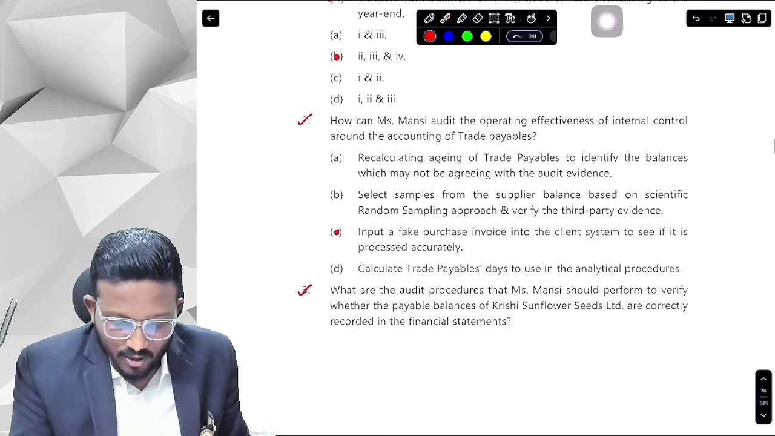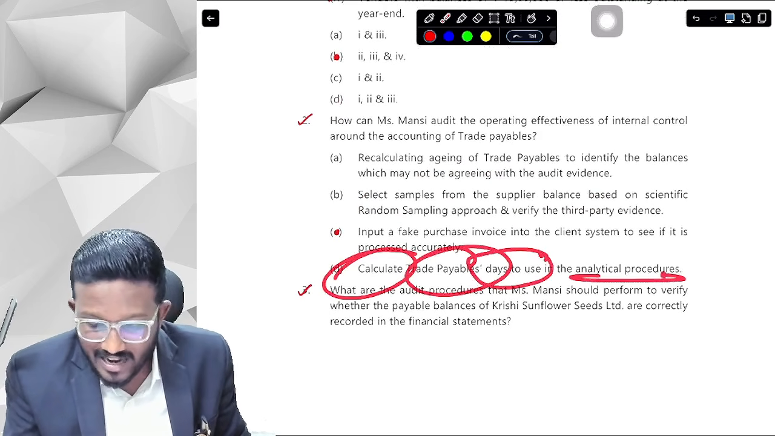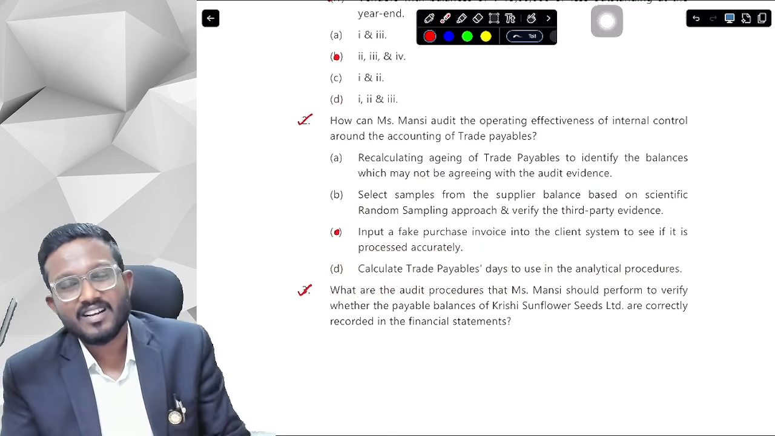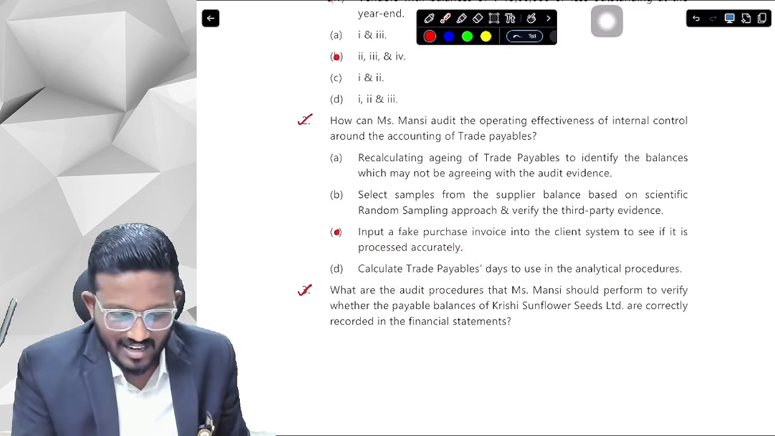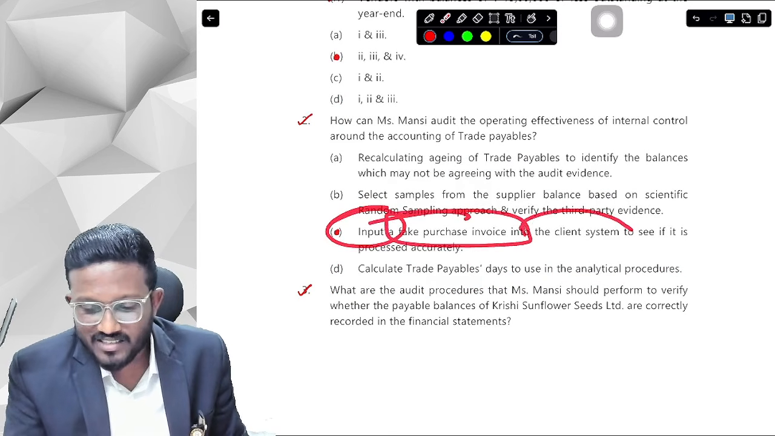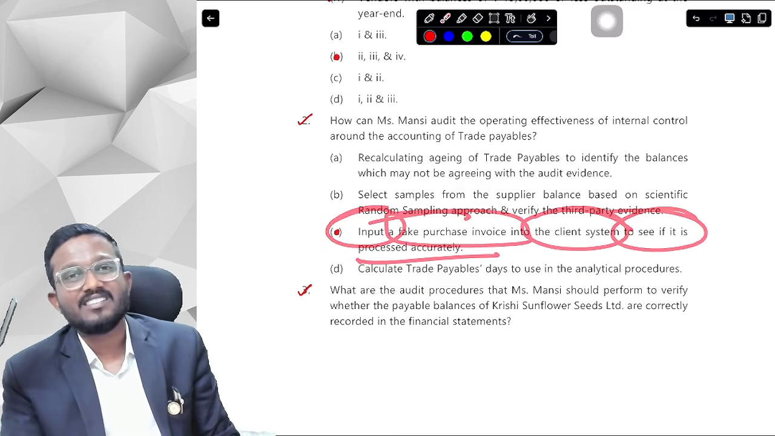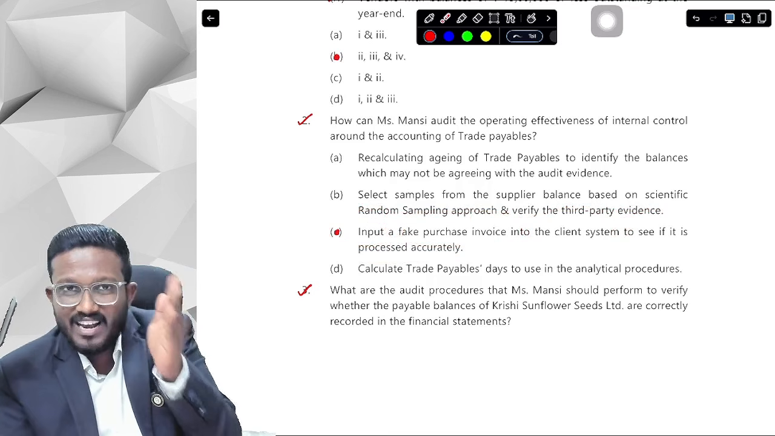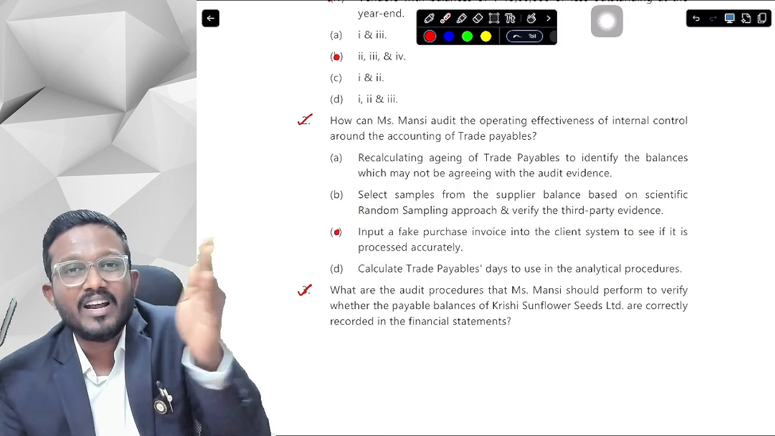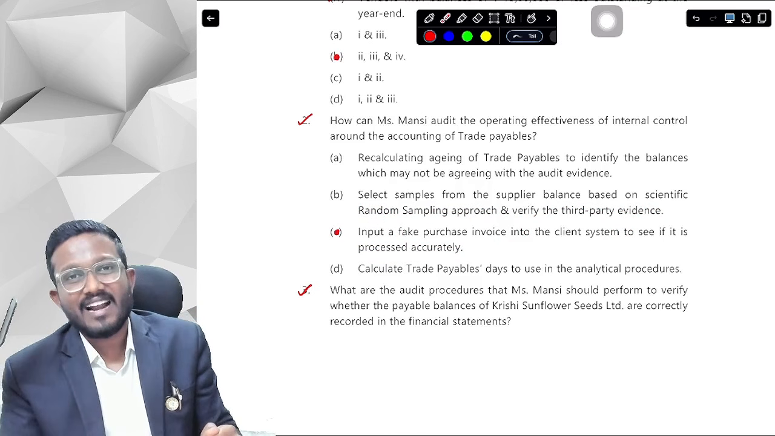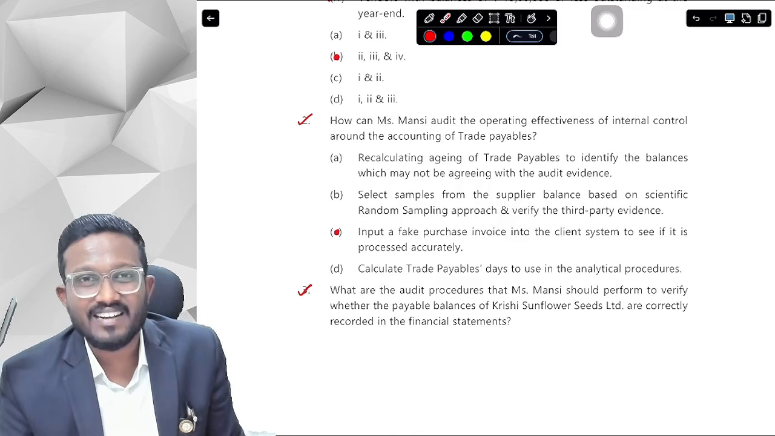Next, we are calculating the trade payables days to use in analytical procedure. This is also a substantive procedure. So what exactly is a test of control, sir? Inputting a fake purchase invoice into the client system to see if it is processed accurately. We are putting a fake purchase invoice to see how it is processed in this particular client system. That's how we are testing the internal controls.